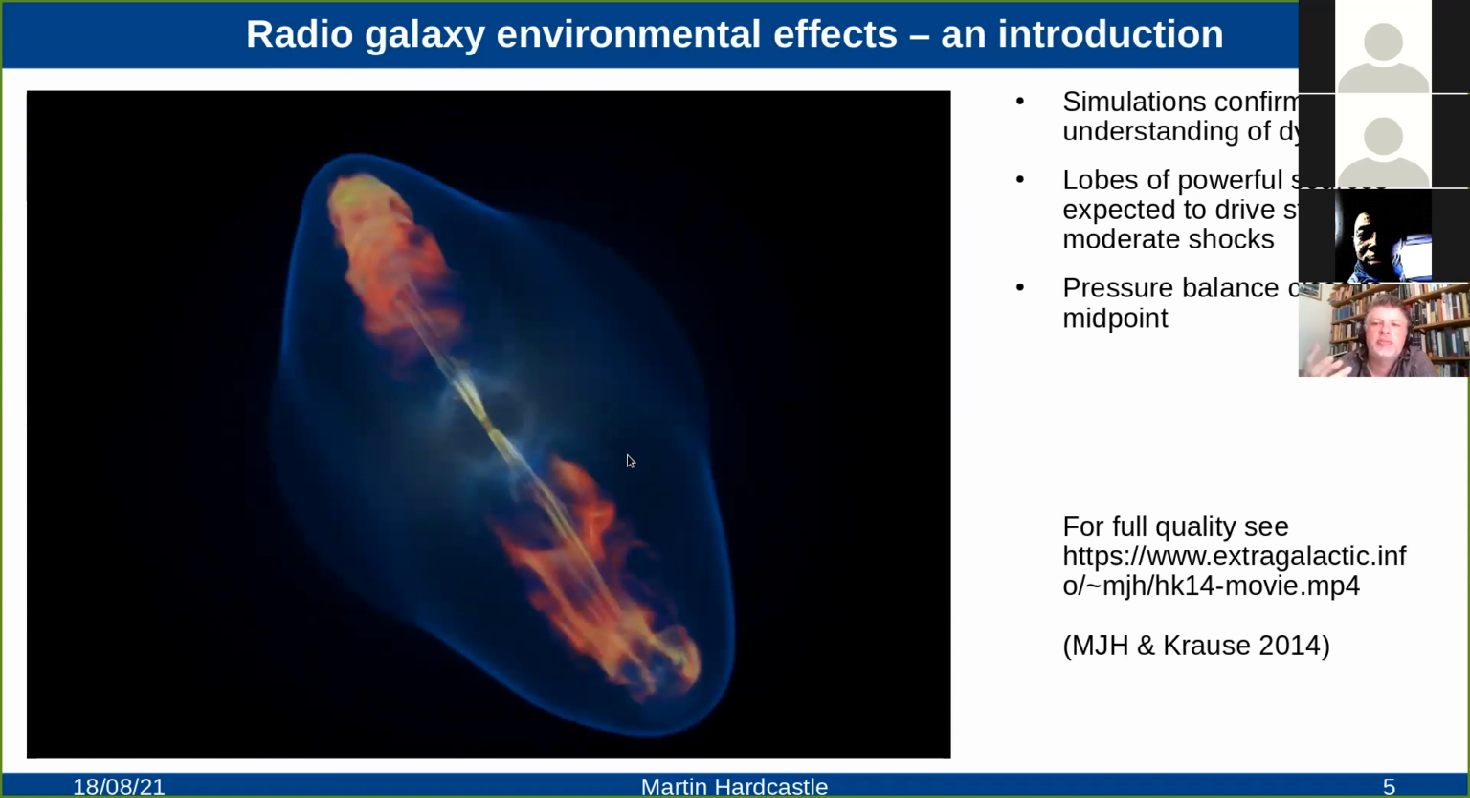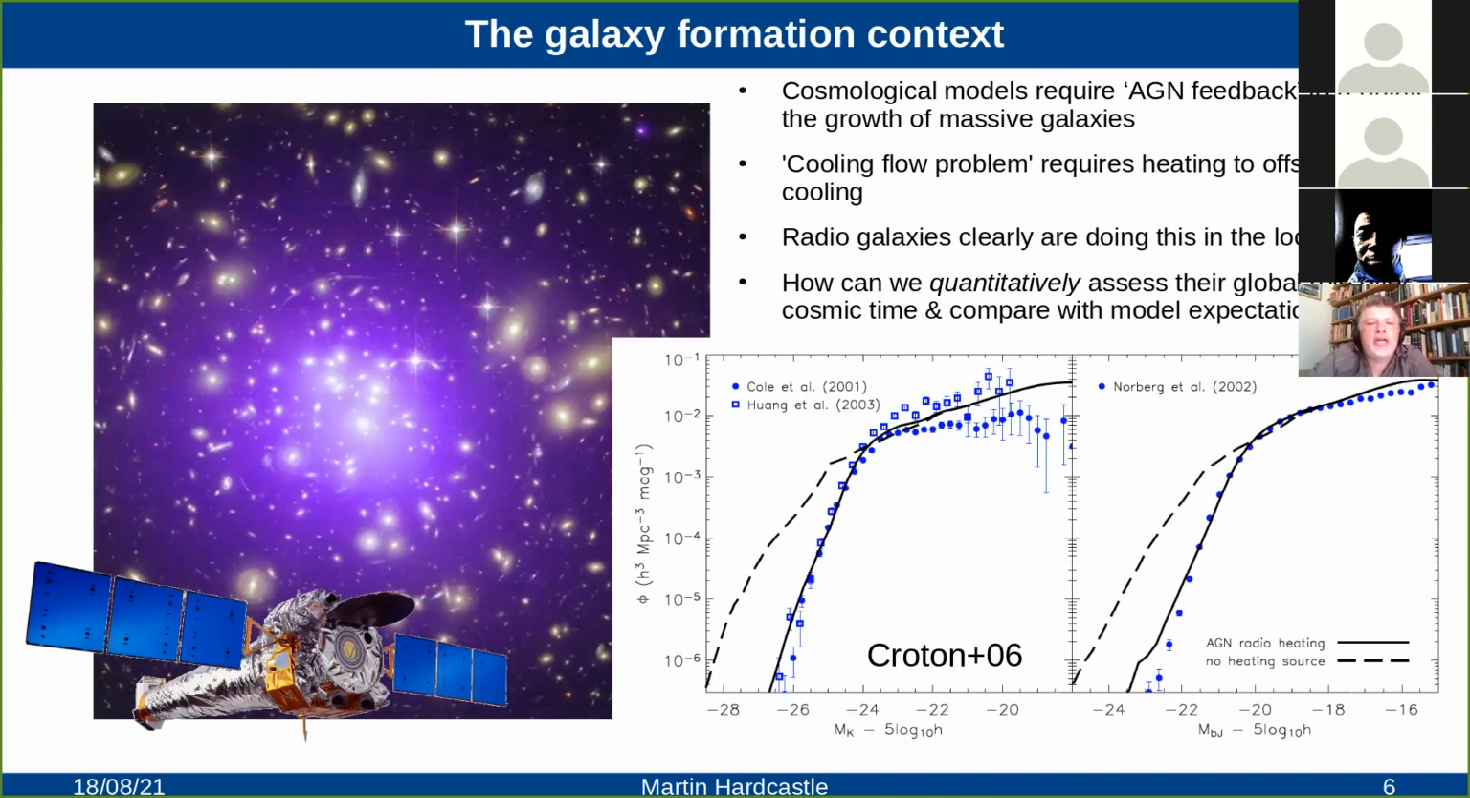The lobes are expanding supersonically, so they drive strong to moderate strength shocks, which you can see in the end frame here. So this is the bow shock driven by the radio lobe. Close to the midpoint, we actually have rough pressure balance between the lobe material now in red and the external material now in blue. Those simulations confirm what we would have predicted from early modeling, which is that there is this environmental impact for the radio galaxy. Okay, so why does anybody care about this?